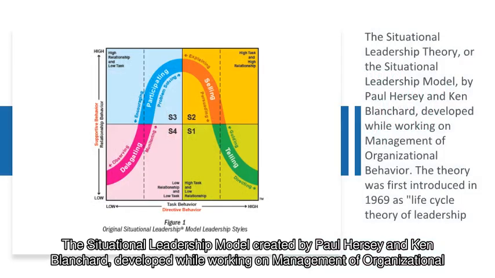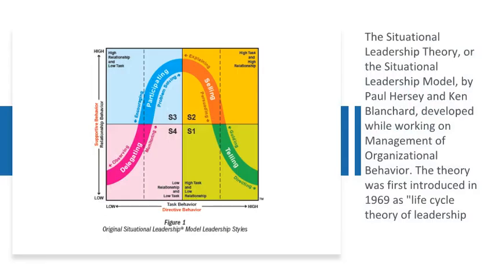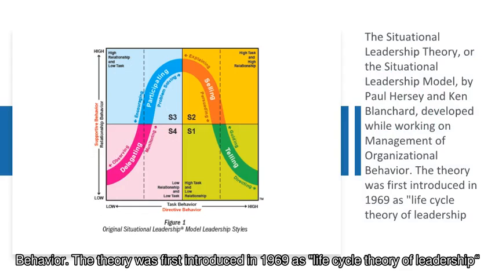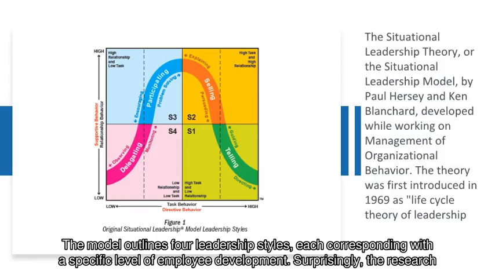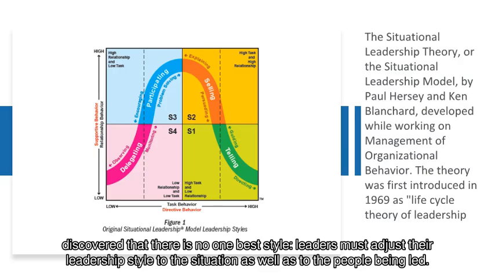The situational leadership model created by Paul Hersey and Ken Blanchard was developed while working on management of organizational behavior. The theory was first introduced in 1969 as the life cycle theory of leadership. The model outlines 4 leadership styles, each corresponding with a specific level of employee development. Surprisingly, the research discovered that there is no one best style. Leaders must adjust their leadership style to the situation as well as to the people being led.